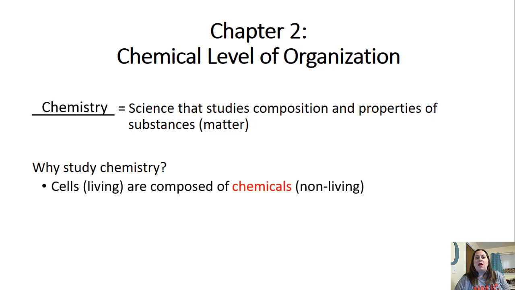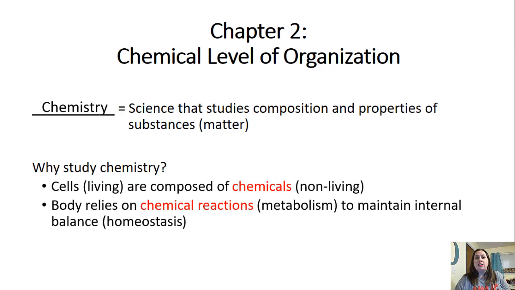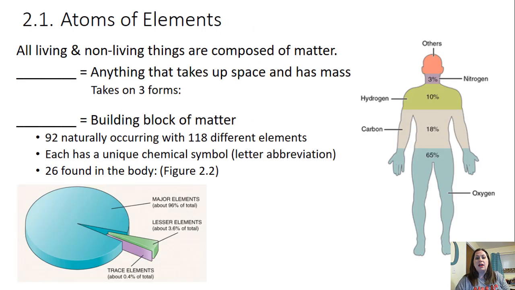So cells are living, and they are composed of chemicals which are non-living. So this is again why we would look at chemistry. Our body relies on chemical reactions, which we call metabolism, in order to maintain homeostasis. So let's take a look at atoms of elements.